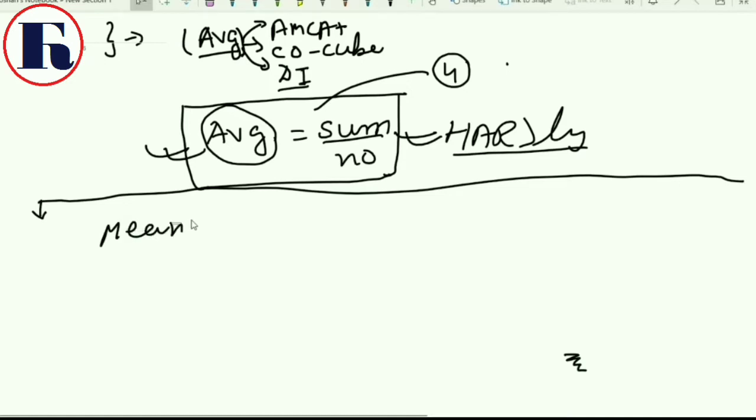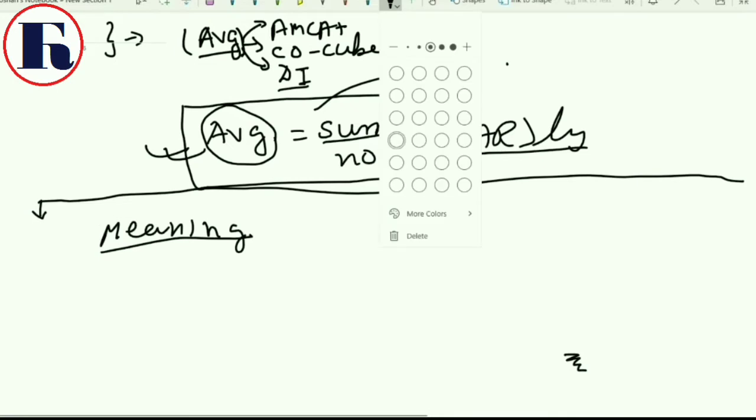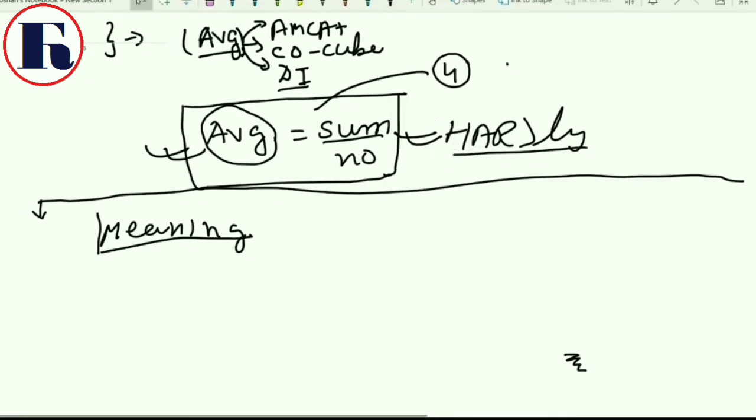meaning of average. I'll take this one more as a theory-based kind of thing, and I believe theory is the best way to learn aptitude. A lot of people say that aptitude is not a theoretical subject. I cleared it before also, aptitude is more about your theory. If you're clear with your theory, then problem solving will be much faster.